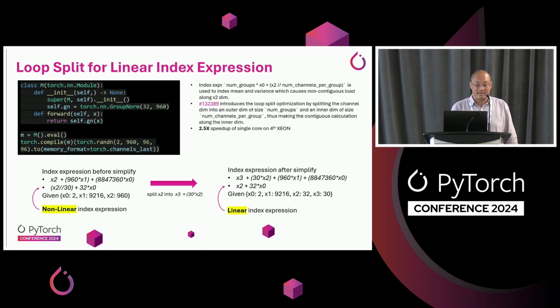Another case comes from group norm, where a floor div in the expression was removed by splitting the loop variable. This allows us to vectorize the kernel and achieve a 2.5 times speedup.